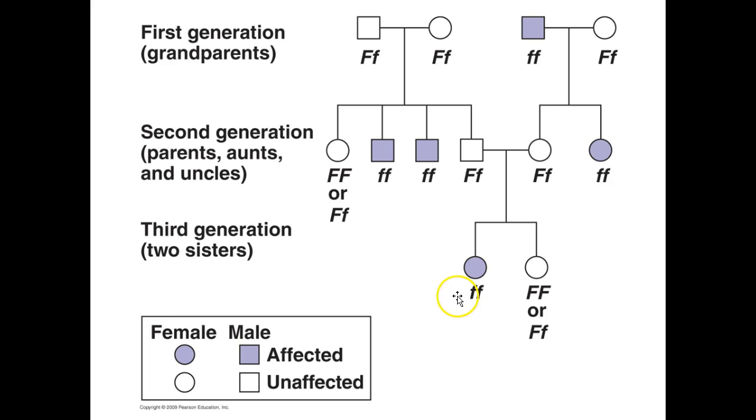Here, we go ahead and have our first generation, so these are going to be the grandparents. Second generation is going to be our parents, and then our third generation is going to be their offspring, or the grandparents' grandkids. And again, colored in is going to be affected, plain is not affected.